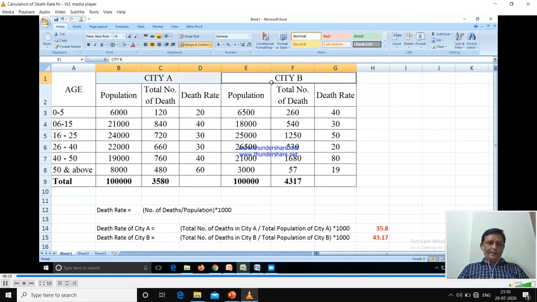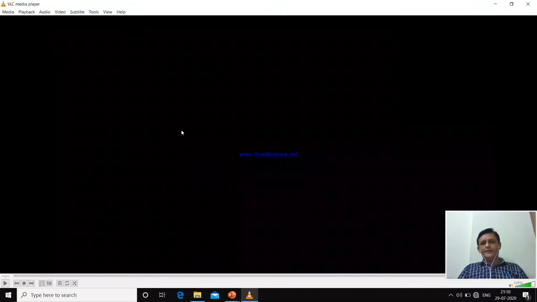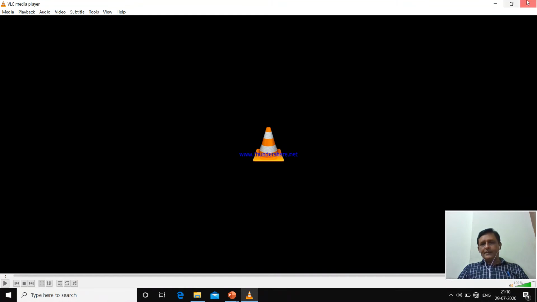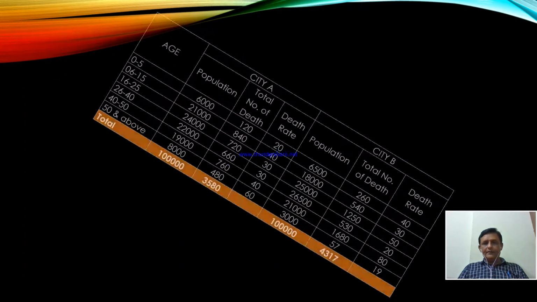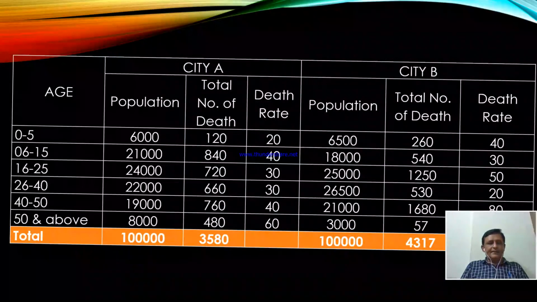So lastly we calculate the death rate for city A and death rate for city B. So once again, total number of deaths for B and total population of B into 1000, and finally we get both the death rates. Hope you can understand well. Now if we check this table again, the final table, here we get this.